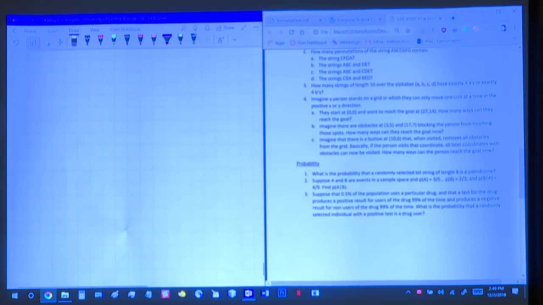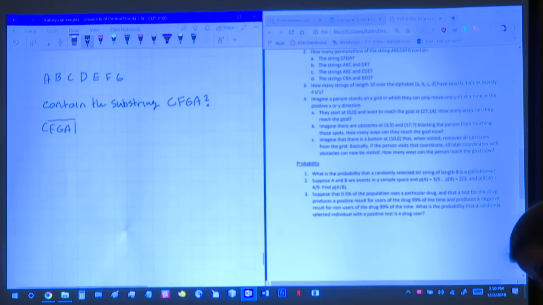So this one had 4 parts. We have the string A, B, C, D, E, F, G, and we want to know how many permutations of this string contain the substring C, F, G, A. For this one, we would just make C, F, G, A its own group, and then we would write out the remaining letters.